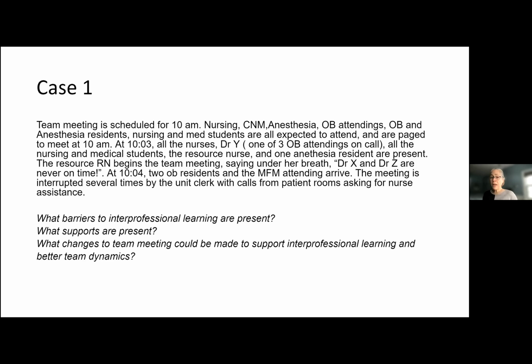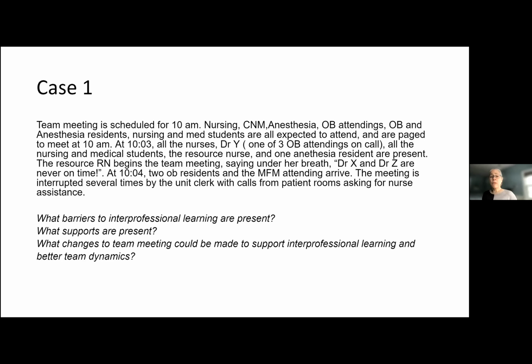At 10:03, the nurses are all there, the medical students and nursing students are all there, the resource nurse is there. There's one anesthesia resident and one of the 3 OBs. None of the MFMs are there. The resource nurse begins the meeting and kind of mutters under her breath, those 2 doctors, X and Y, or X and Z, are never on time. At 10:04, 2 of the OB residents show up and the MFM doctor shows up.